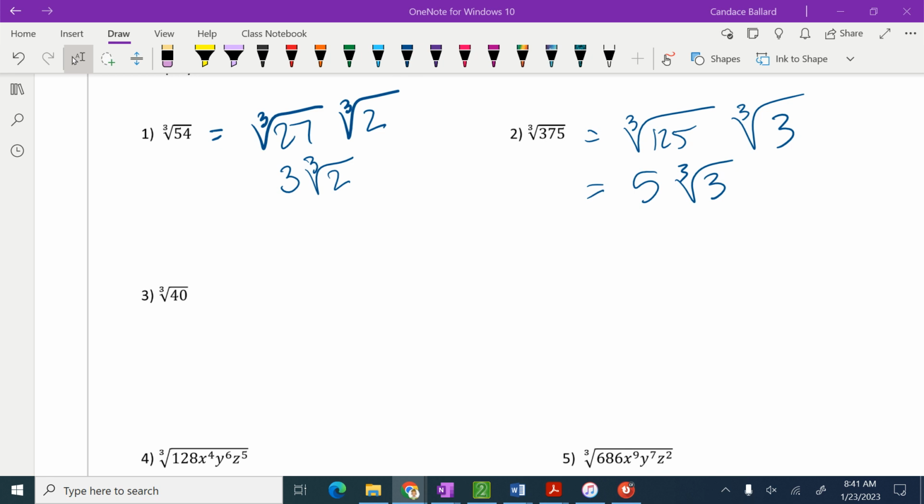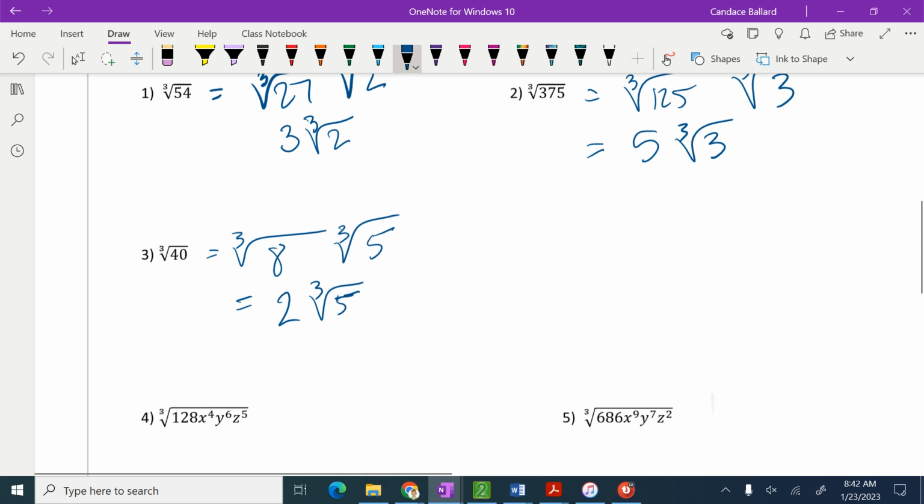All right, cubed root of 40. So I went down the list, right? What's my first cube number? 8. Does 8 divide 40? How many times? Was that it? Oh, did we get really lucky? All right, what's the cubed root of 8? 2. So 2 cubed root of 5.